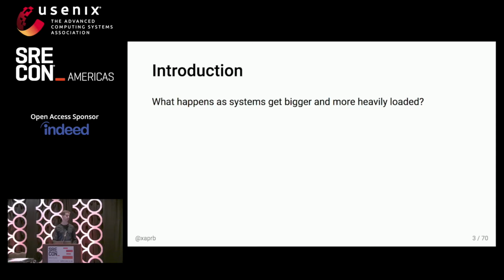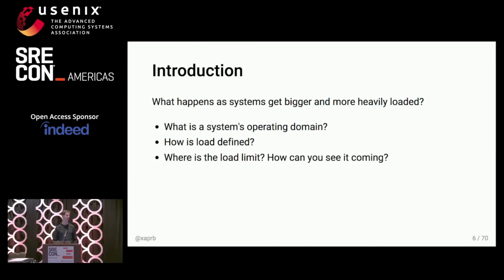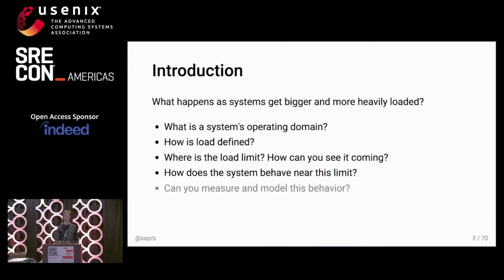So a couple of the things we're going to cover during this talk: what is a system's operating domain? And I'm going to tie this into some other people's work. The next thing is, how can we define load? We talk about systems under high load, so what does that actually mean? And load limit: we all want to know how close am I to the limit of the load that my systems can do? So what is that load limit? How can we see it coming? That's the part where we start to say it depends. Can we measure that? Can we model it? And how does the system behave as it approaches that limit? Okay. So let's start with the operating domain.